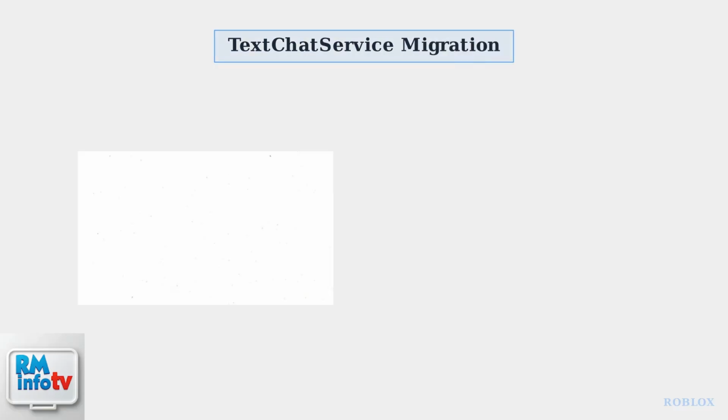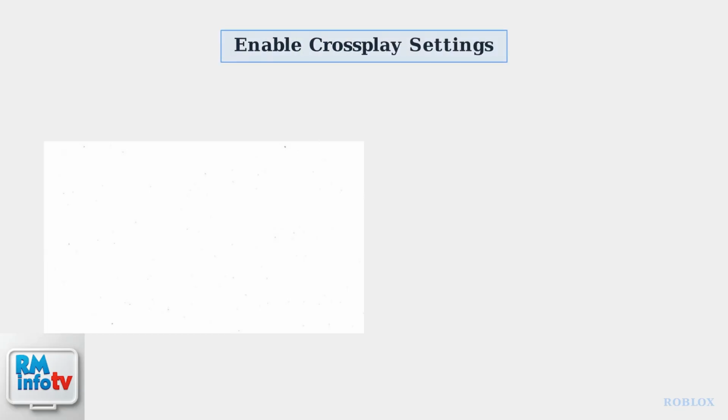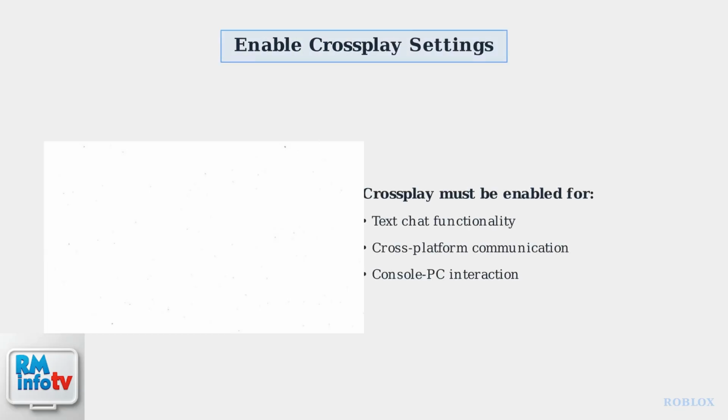Roblox is currently transitioning to a new chat system called Text Chat Service, replacing the older legacy chat system. This migration is crucial for Xbox console users. To use text chat on Xbox, you must ensure crossplay is enabled in your Roblox settings. This allows communication between different gaming platforms.